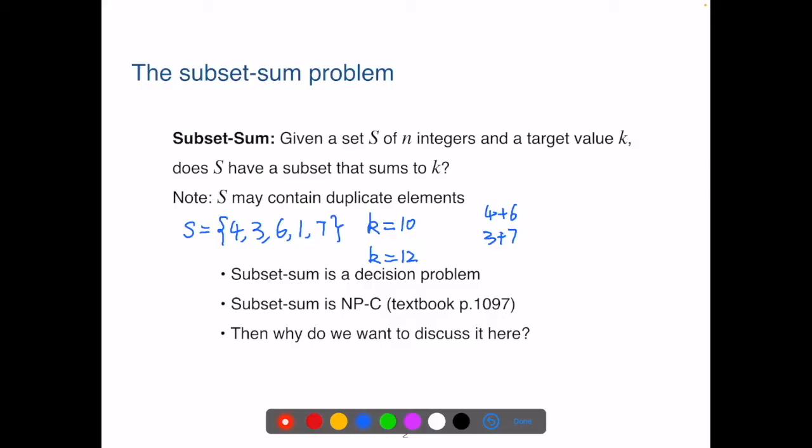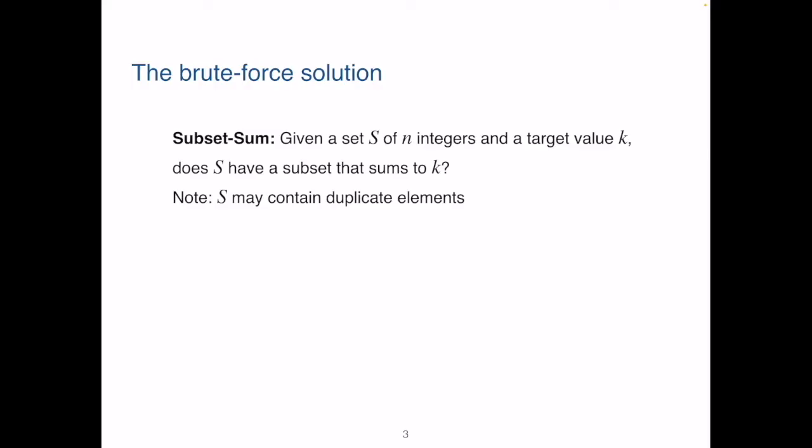Now you may wonder, why are we even talking about this problem here? We know a polynomial time algorithm to this problem doesn't exist. So we will show that even for NP-complete problems like subset sum, divide and conquer strategy can still help improve the efficiency. First, let's see the naive brute force algorithm for subset sum.